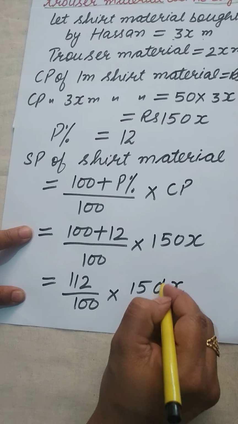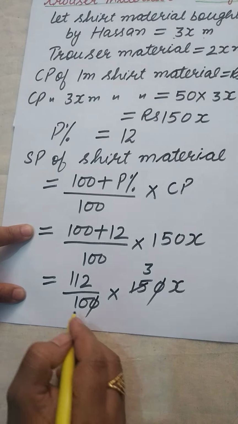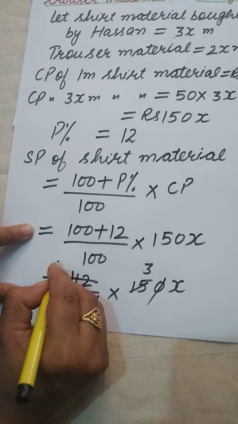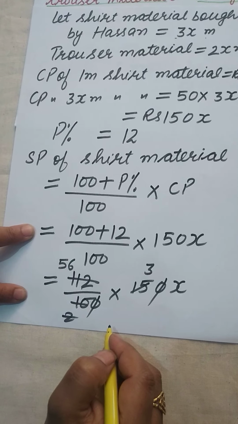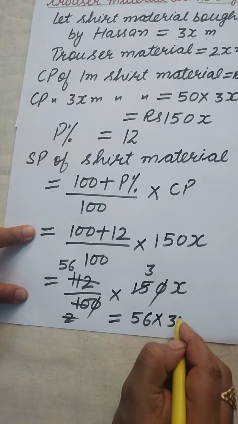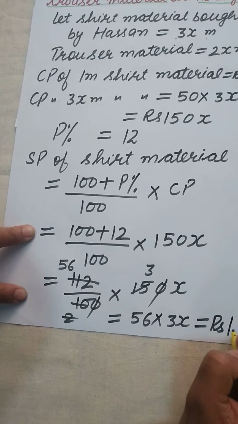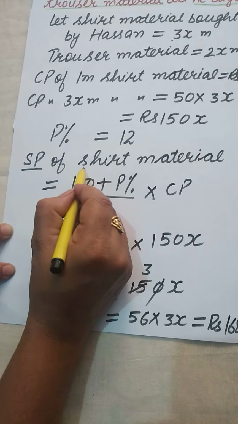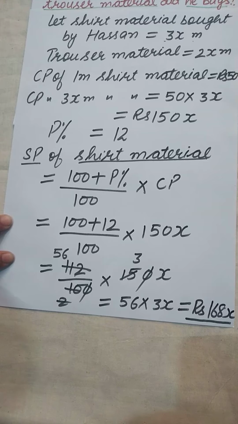Do the simplification, cancel 0 with 0. 3 fives are 15, 2 fives are 10. Now 2 fives are 10, 1 carry, 12, 2 sixes are 12. This is 56 multiplied by 3x, which is equal to rupees 168x. So the selling price of the shirt material is rupees 168x.